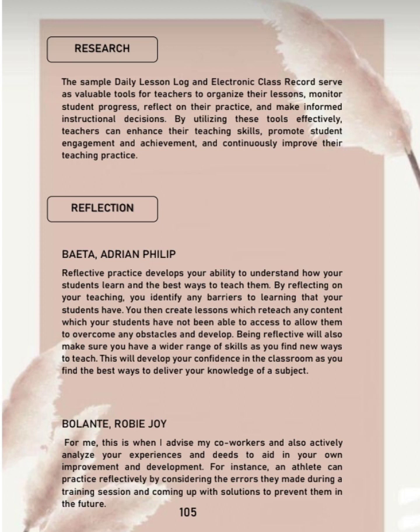From Blante Robijoy: for me, this is when I advise my co-teacher and also actively analyze your experience and needs to aid in your own improvement and development. For instance, an athlete can practice reflectively by considering the errors they made during a training session and coming up with a solution to prevent them in the future.